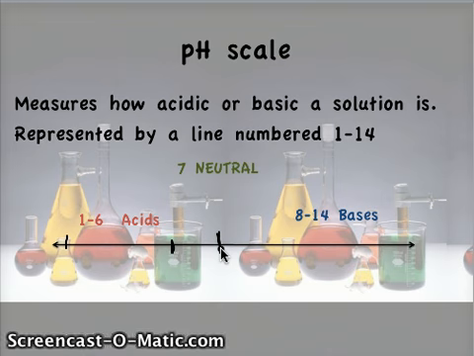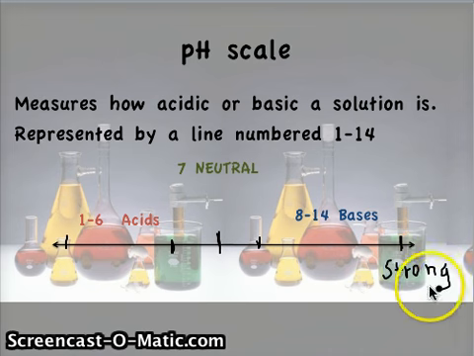Bases range from 8 to 14, 14 being the most basic substance, and an 8 would be a weak base. Your blood is actually slightly basic. So if you've ever had an IV before, it's really important that the solution that they put in your IV has the same pH as your blood.